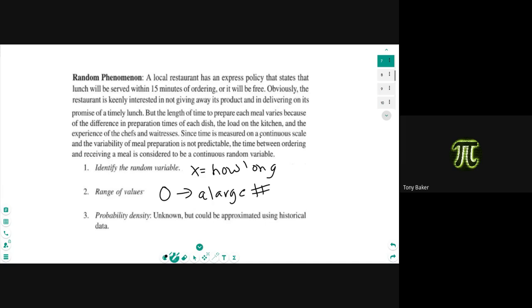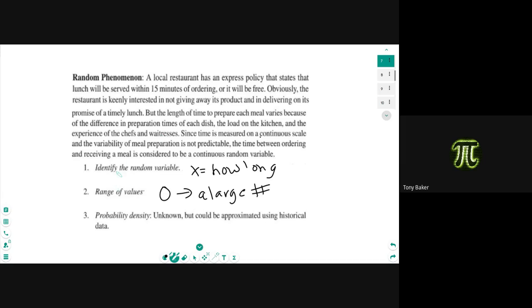Time is typically considered continuous because you get down to seconds. That's where we stop really counting time at that point. So it's still continuous in that respect. So that's the difference between the continuous and discrete when we're looking at them.